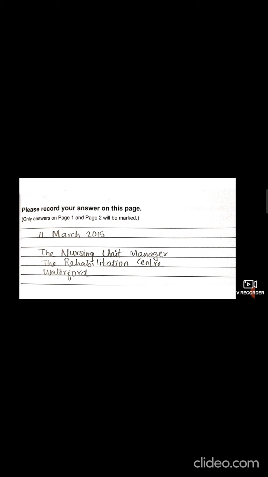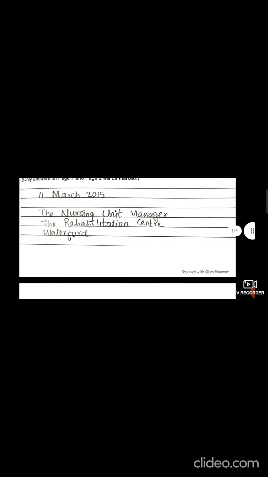In the address, there is no need to write the nursing unit manager if a name is given. If no name is given, you have to write the nursing unit manager; otherwise you can just write the reader's name, and below it write nursing unit manager. Here there is no name given, so I mentioned the nursing unit manager, the rehabilitation center, Waterfall.